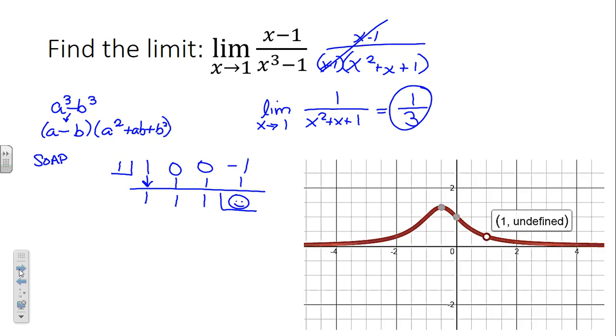Okay, this is what this graph looks like. We graphed it. And at 1, we're undefined, but notice that we're about 1/3 of the way up. From the left and from the right, we're approaching that same value. So even though the function's not defined there, the limit is. So far, so good? Questions on this one?